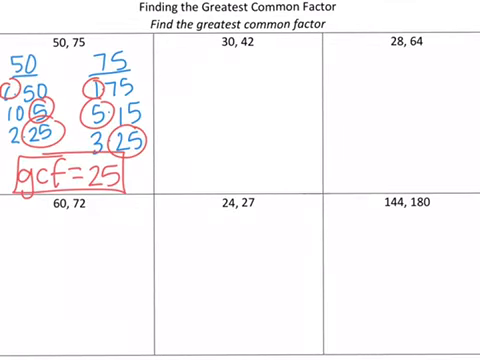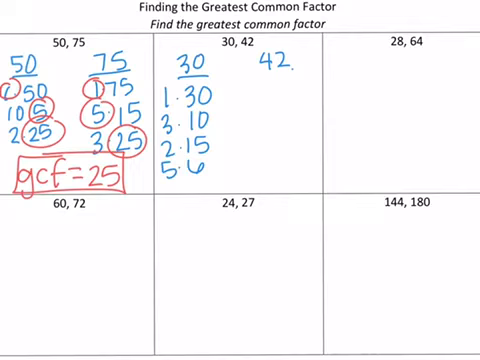So now we have 30 and 42. So for 30, we're going to go ahead and start dividing it out. We have 1 times 30 is 30. We have 3 times 10. We have 2 times 15. We have 5 times 6. Now we're going to go to 42. We have 1 and 42. We have 2 and 21. We have 3 and 14. And we have 6 and 7.